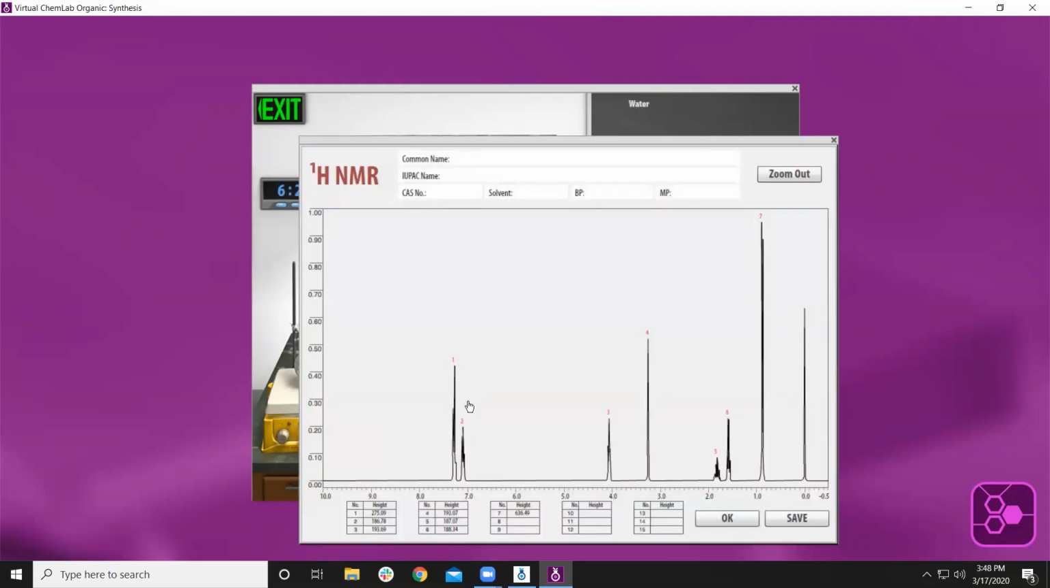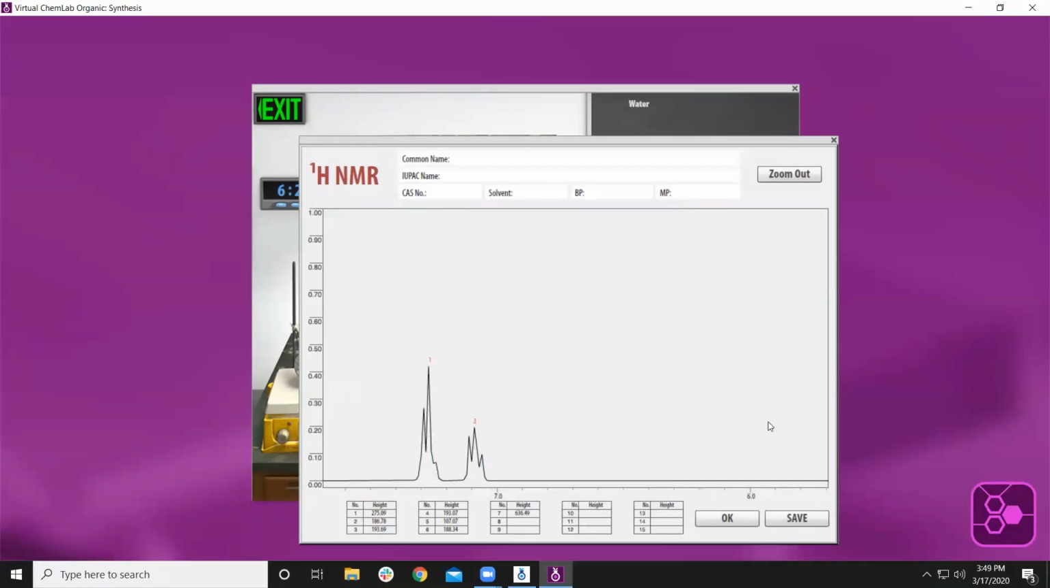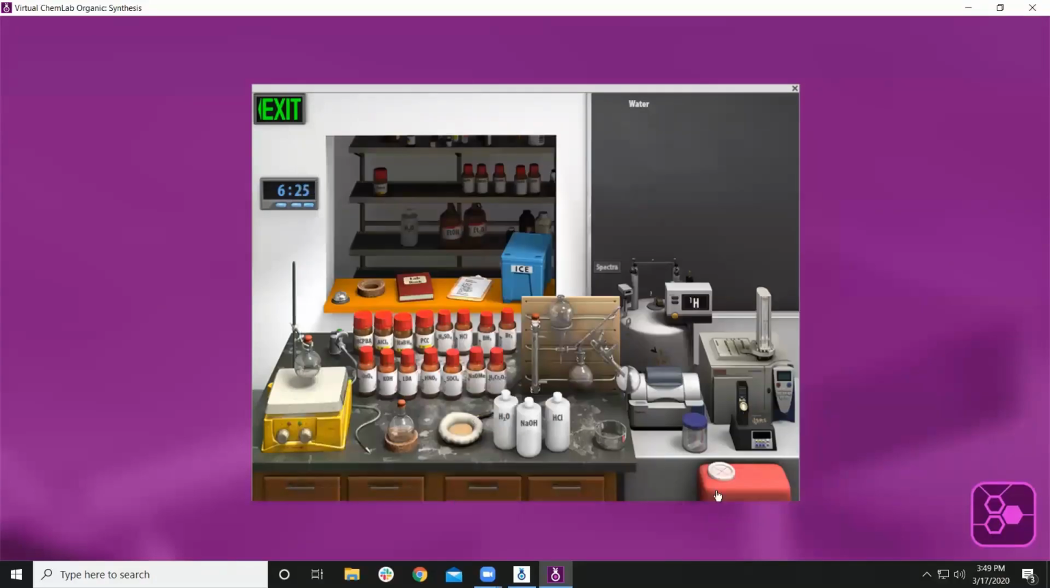So each of these peaks are numbered. And here's the integrations down here at the bottom. They're random. They're all consistently integrated, but we choose random numbers each time. You can zoom in to see what the splittings are. Save that to the lab book.